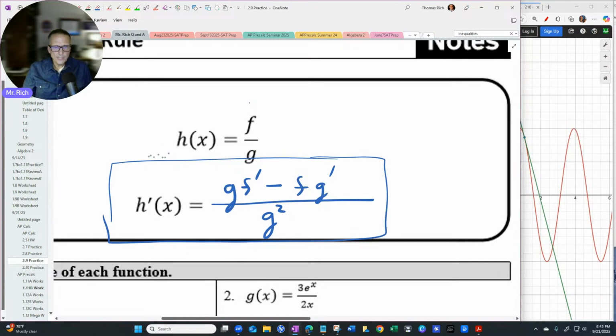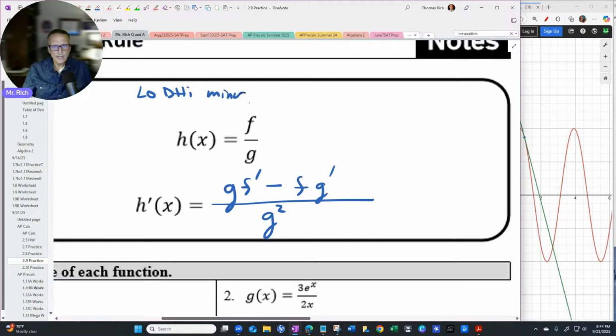Now, what's the saying? I'm not going to do any problems on this. I'm just going to tell you what the saying is, okay? It's this: low d high minus high d low, square the bottom, off we go.